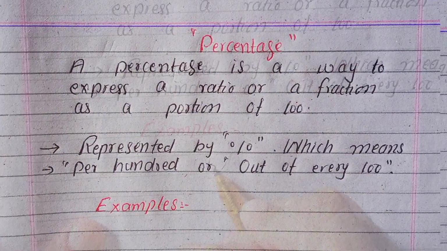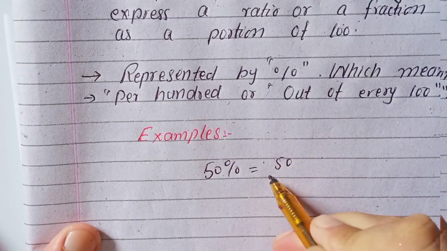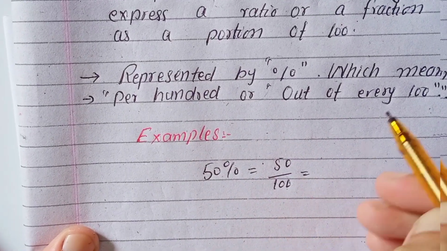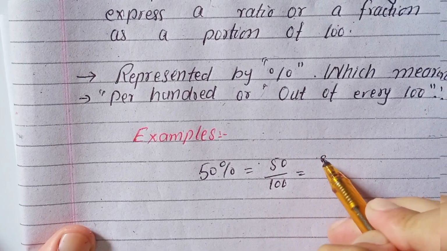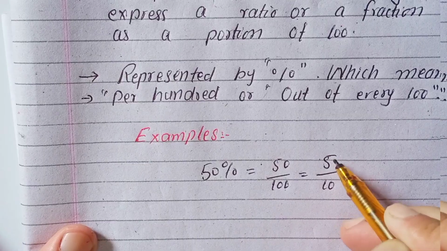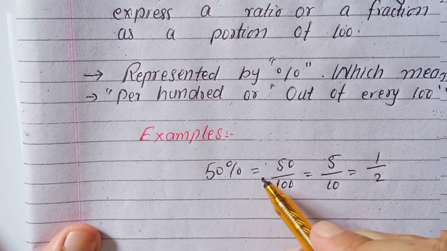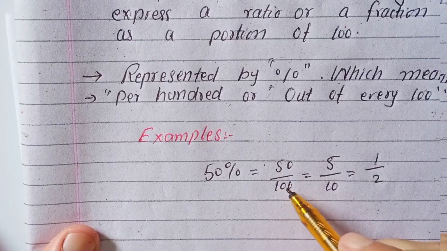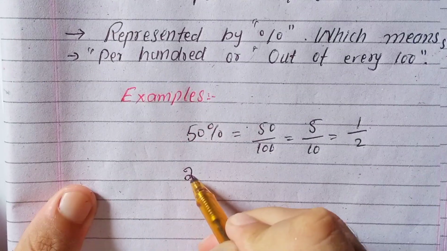For example, 50% means 50 out of 100. And when we divide the numerator and the denominator by 10, we get 5 out of 10. Or when we divide the numerator and denominator by 5, we get 1 out of 2. So 50% means 50 out of 100, or 5 out of 10, or 1 out of 2.